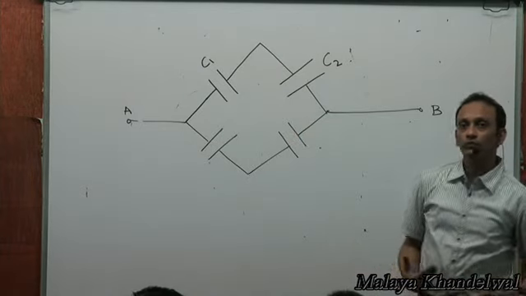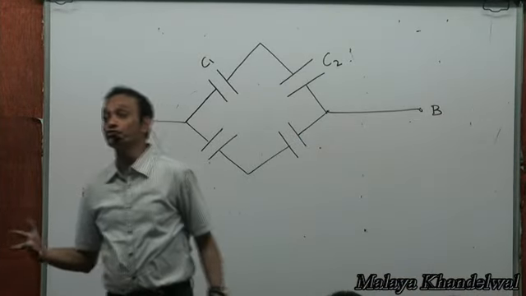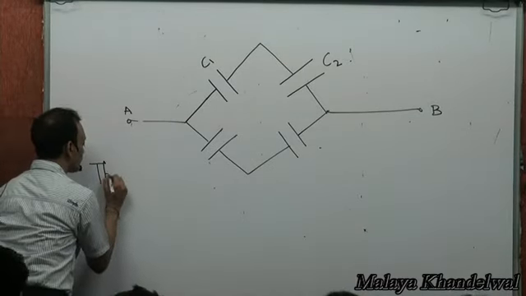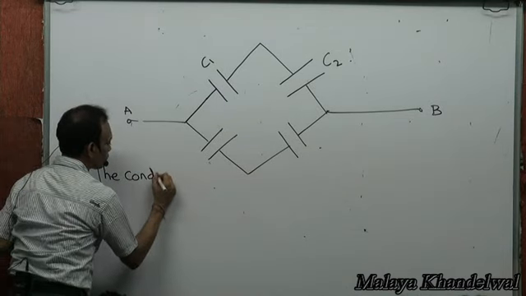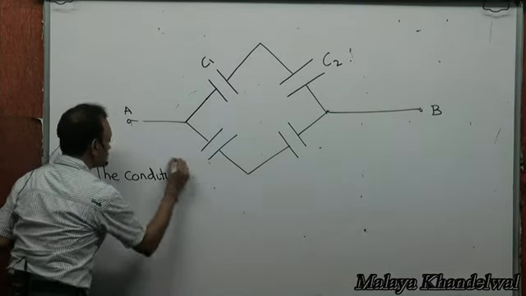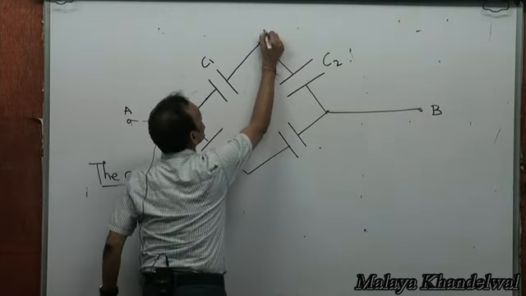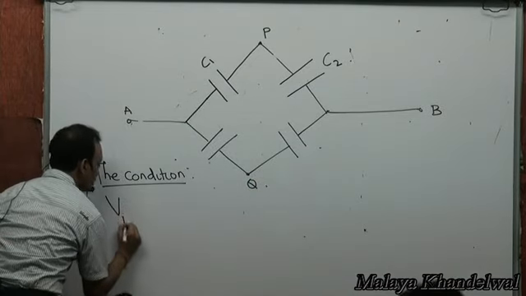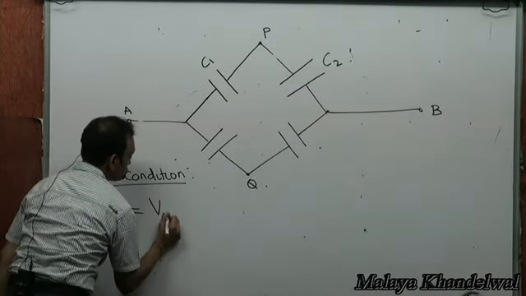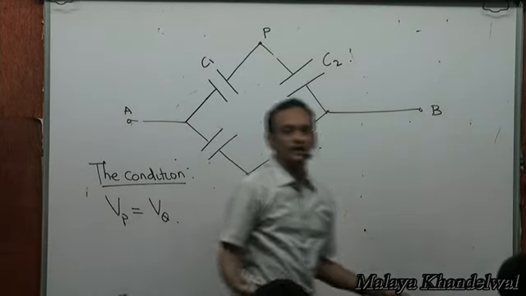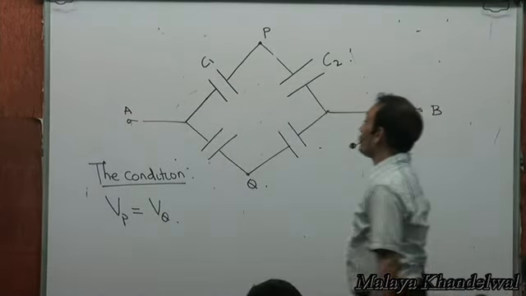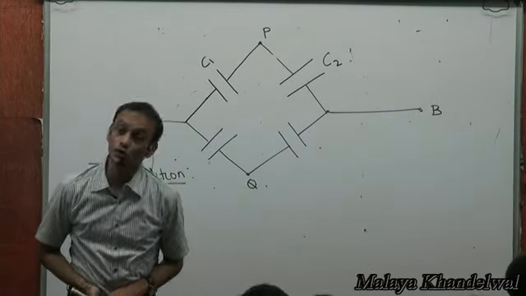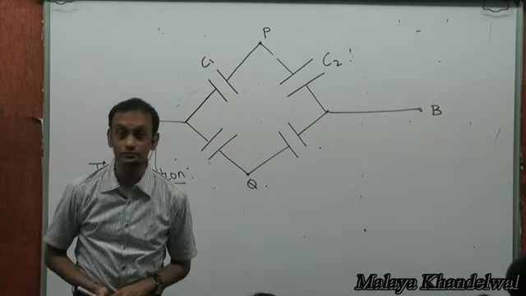Now, I want to find the condition so that the potential of P becomes the same as potential of Q. When A and B are connected to a battery, I want to find the condition so that P and Q are at the same potential. P and Q are at the same potential, right?